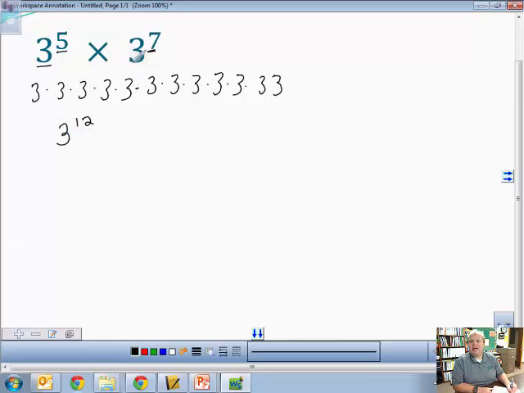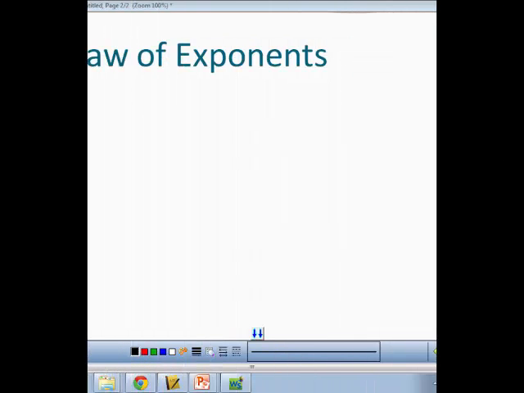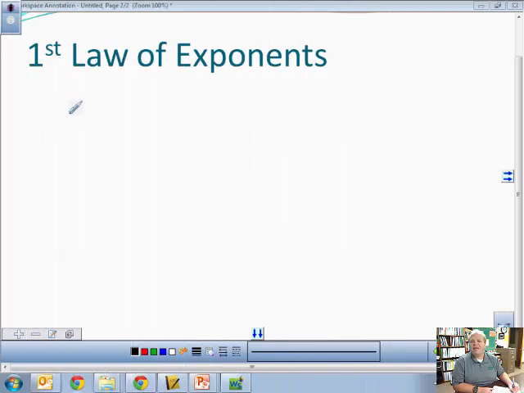Alright? So if I still want to keep this in exponential notation, all I would have to do is simply add my exponents. Now let's look at the law that goes along with this. So the first law of exponents is simply going to be, if I have a to the x power times a to the y power, all I have to do is go a to the power of x plus y. Basically, if I'm multiplying and I have the same bases, all I have to do is simply add the exponents.